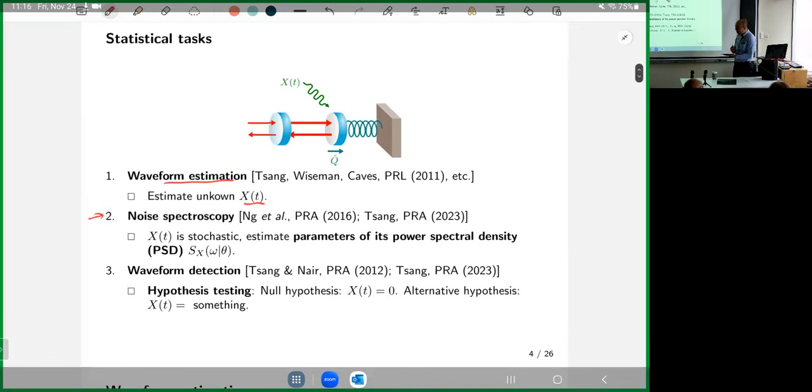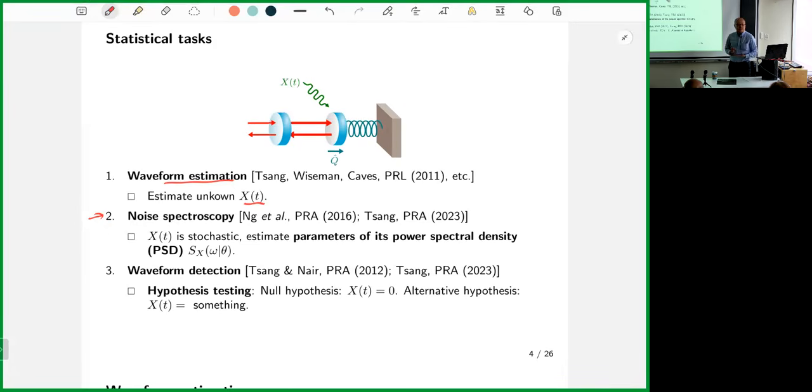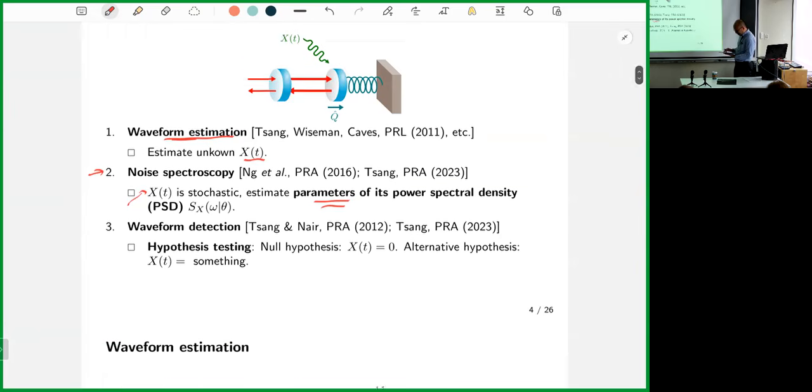What I'm most excited about is the second task, noise spectroscopy. Here, x of t is a stochastic process. We assume that it's a stochastic process. We are not estimating x of t. We are estimating its statistical properties. Let's assume that it's a stationary process. It has a power spectral density. But there are some unknown parameters for the power spectral density that you would like to estimate. So it sounds kind of similar to waveform estimation, but it turns out to have a lot of surprising results. I'll talk about that later.